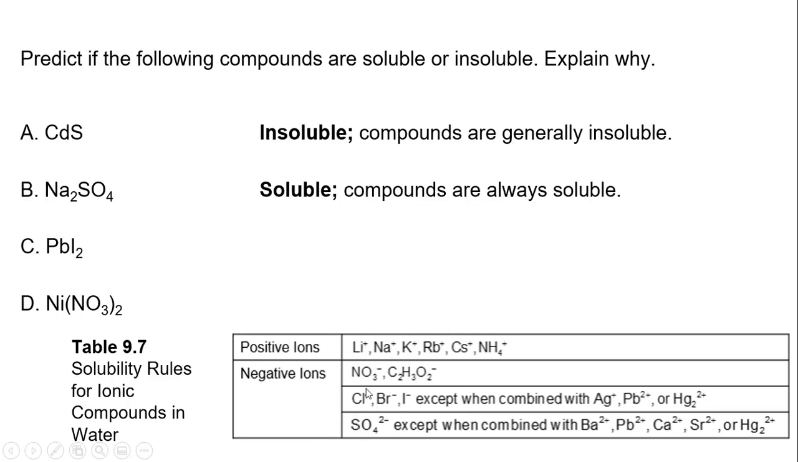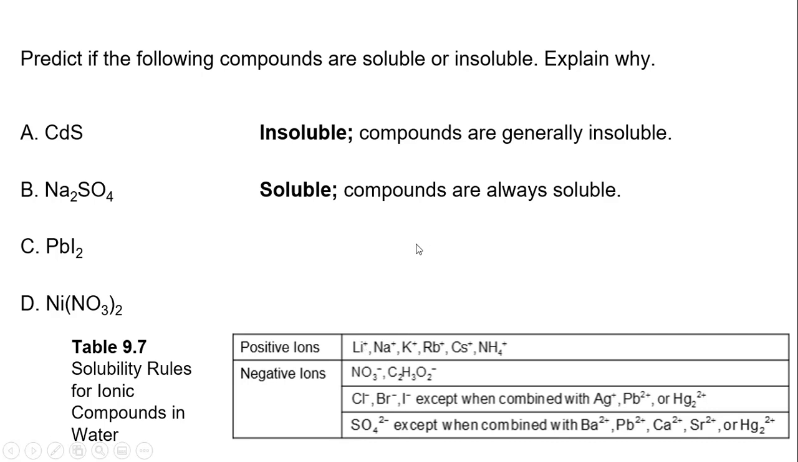We also have sulfate. We don't always have both cation and anion listed. So you have to always go by the one that you do see and not worry about the one that you don't, because the exceptions will always show. In this case, we have both. So it's a sulfate, and it's not with one of these, so it's soluble. It's sodium. Doesn't matter what the other part is.